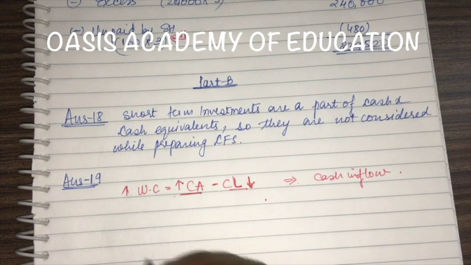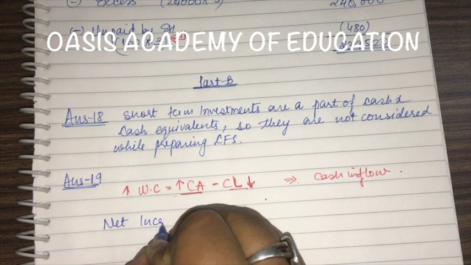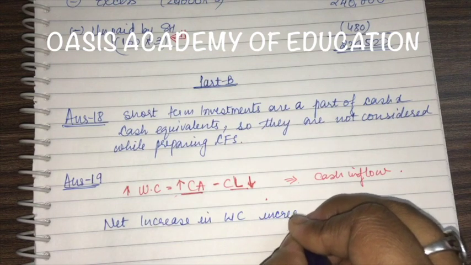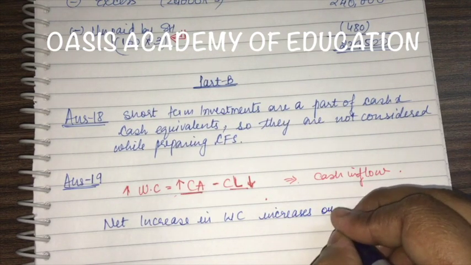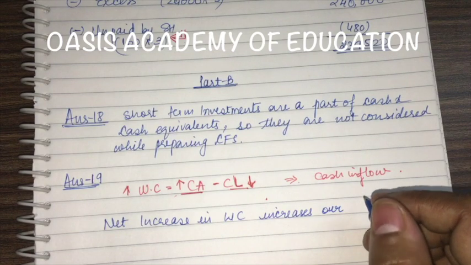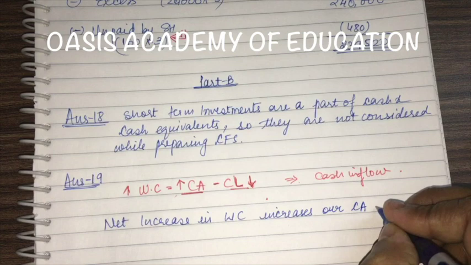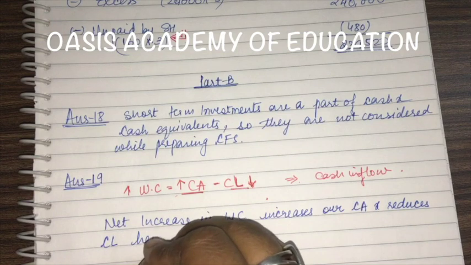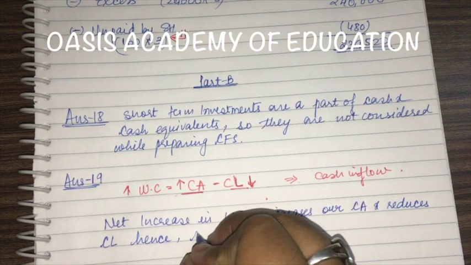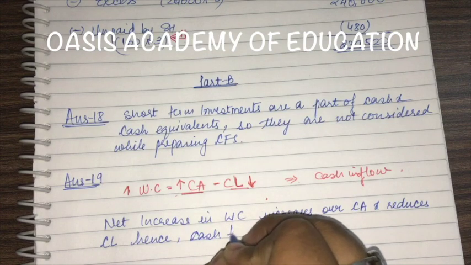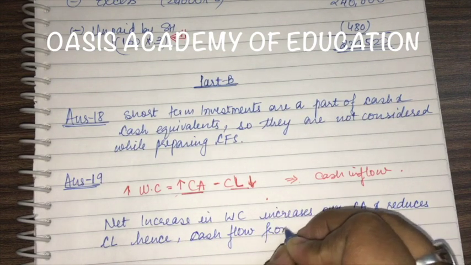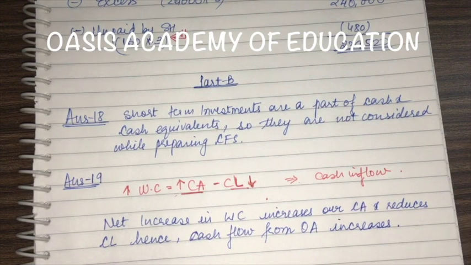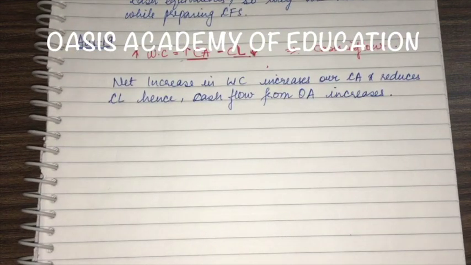So you can write down the answer. Net increase in working capital increases our current assets and reduces current liabilities, hence cash flow from operating activity increases. Right? I hope it's clear. Now moving on to the next question.